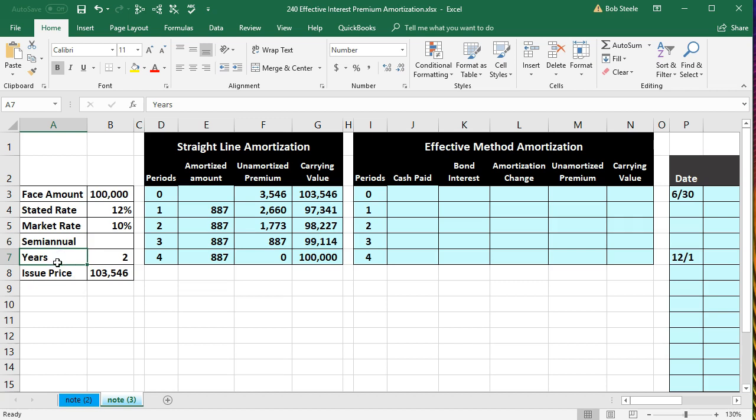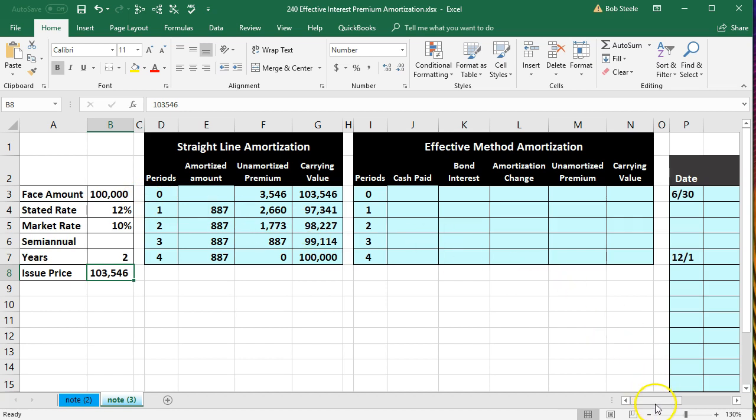And 2-year bond, meaning it has 2 years, and we pay every 6 months, or 4 time periods, 4 6-month time periods. The issue price is going to be $103,546, which of course is greater than the face amount, the difference between the two being the premium that we're issuing it over and above.